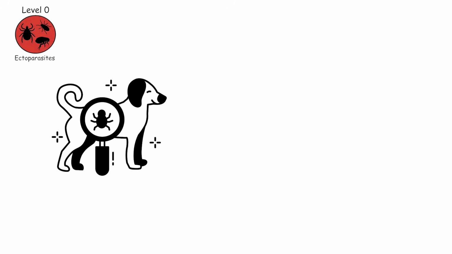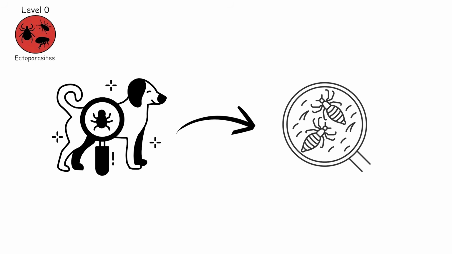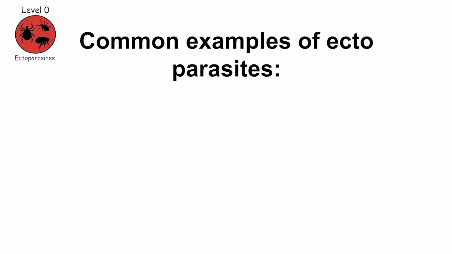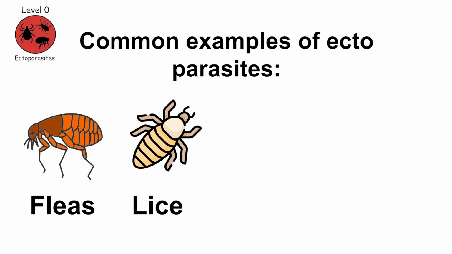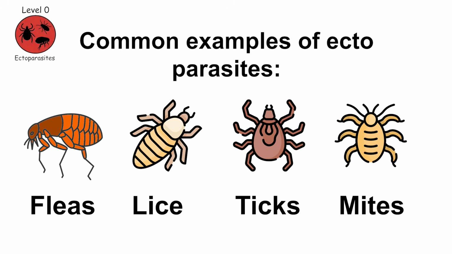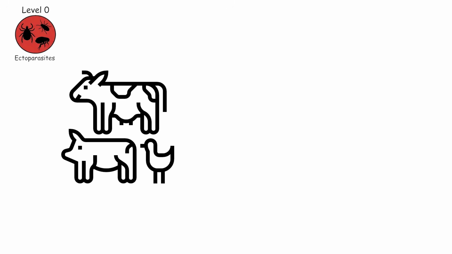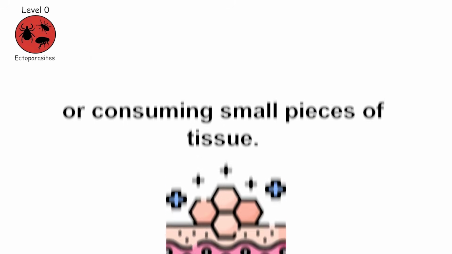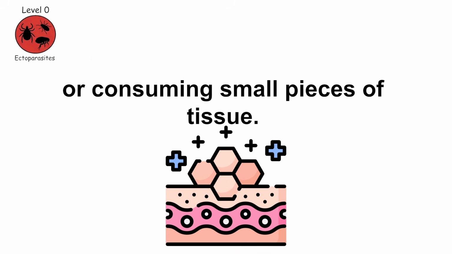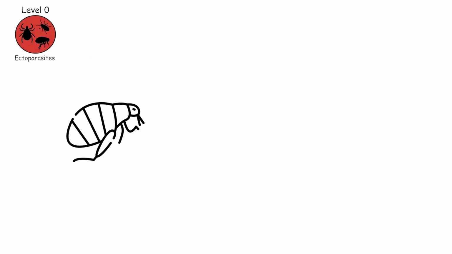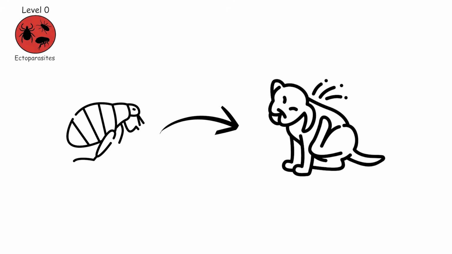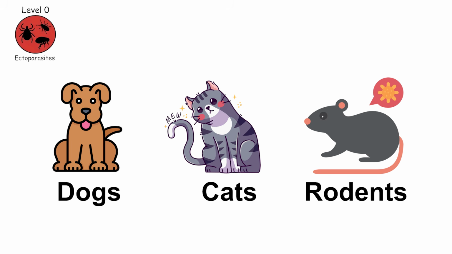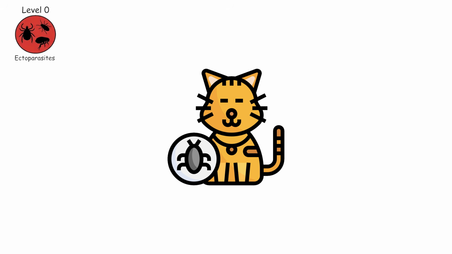Because they live on the outside of the host, they are often easier to detect than internal parasites. Common examples of ectoparasites include fleas, lice, ticks, and mites. These organisms attach themselves to animals or humans and feed by piercing the skin and drawing blood or consuming small pieces of tissue. Fleas, for example, are small jumping insects that often infest mammals such as dogs, cats, and rodents. They bite the host's skin and feed on blood, which can cause itching and irritation.